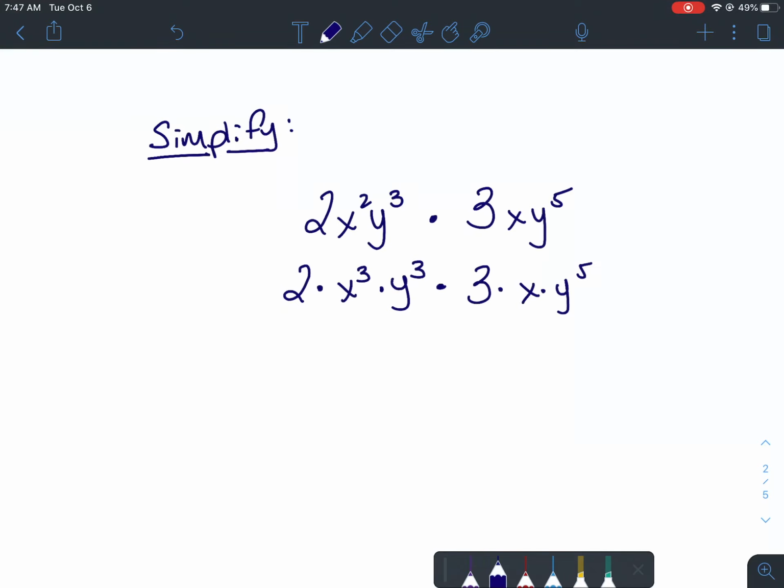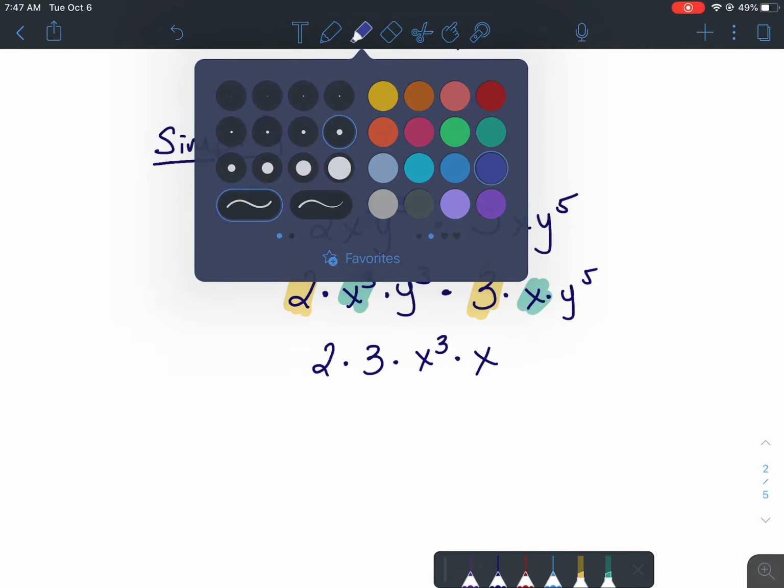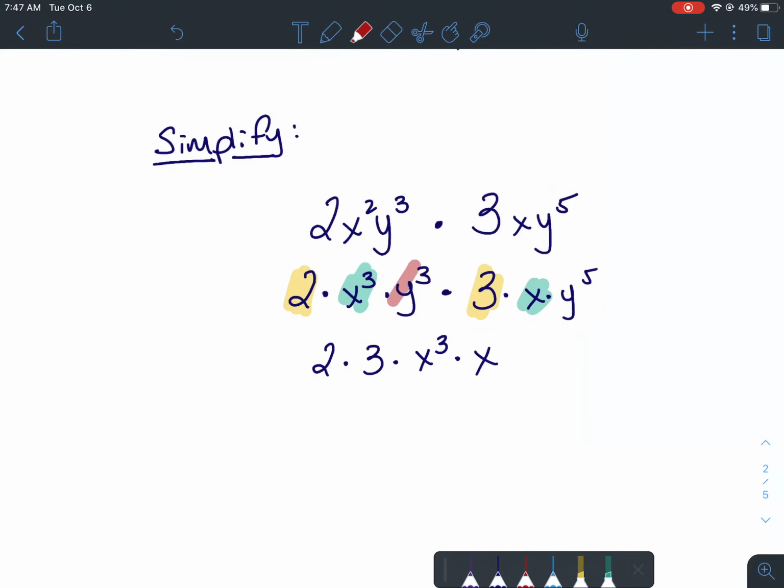Now I can clearly see it's all multiplication, and we're going to use the commutative property to rearrange some of this stuff. So we're going to rearrange using our knowledge of like terms. So 2 and 3 are whole numbers, so we're going to move them over here. Next we have x to the 3rd and x, and we're going to move them here. Lastly, we have the y's, and we're going to move them here. Again, we're allowed to do this because of the commutative property of multiplication. When we multiply or add, we can move around the terms and it will not change the value.